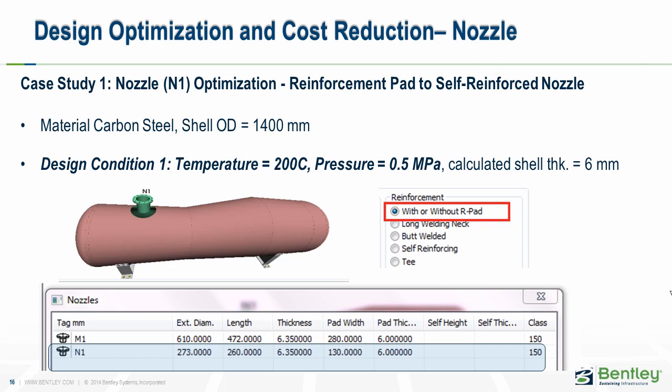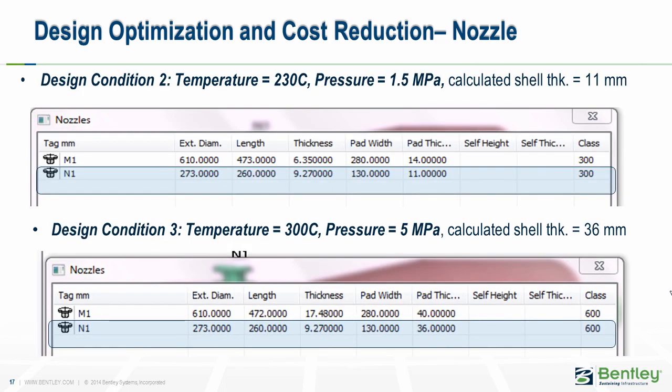As you see, the software automatically calculates the nozzle N1 dimension details, including that of the nozzle reinforcement pad, and also the rating is automatically determined as class 150. Observe that the thickness of the pad is maintained same as the shell thickness at 6 mm. The same model is revised by 2 successive iterations with design conditions changed to 230 degrees C temperature and 1.5 megapascal pressure, and subsequently to 300 C temperature and 5 megapascal pressure, which leads to increased shell and nozzle pad thicknesses. Also, the ratings are calculated to be class 300 and 600 respectively.